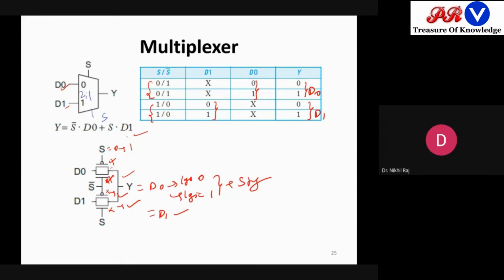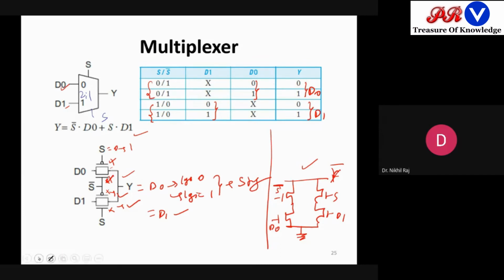Definitely, if we go for the pull-down network design, how many transistors will there be? If we go for CMOS, it will be Y complement equals S bar into D0 plus S into D1. So this will be the pull-down network, and the dual will come as the pull-up network. So here also the number of transistors is the same: 1, 2, 3, 4, and 1, 2, 3, 4, so 8 in total. So these are the logic styles which we can use.